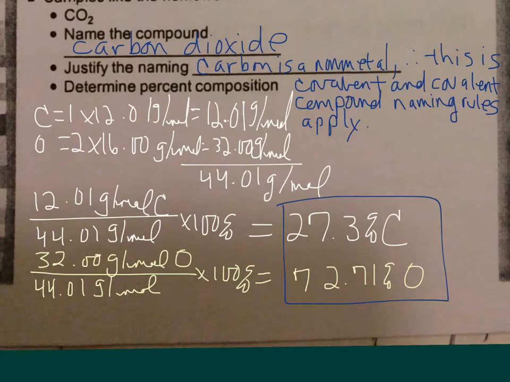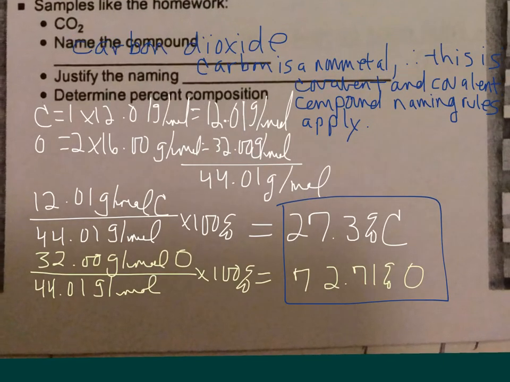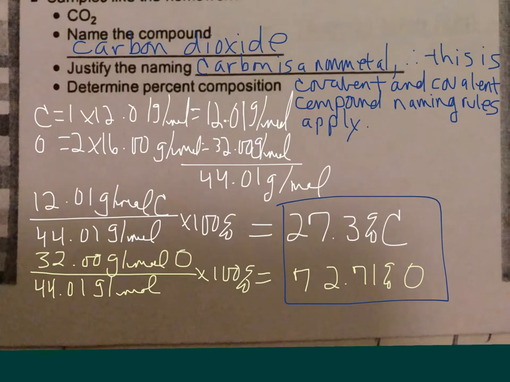All right, so we are reviewing things from first semester here, just to make sure that when we start writing equations, you know how to get these formulas written down. And so CO2, remember we always look at the first element. Carbon is a non-metal. And that is our clue here, that because carbon is a non-metal, it is covalent, and covalent compound naming rules apply. Right? So the name is carbon dioxide. We use prefixes for covalent compounds.